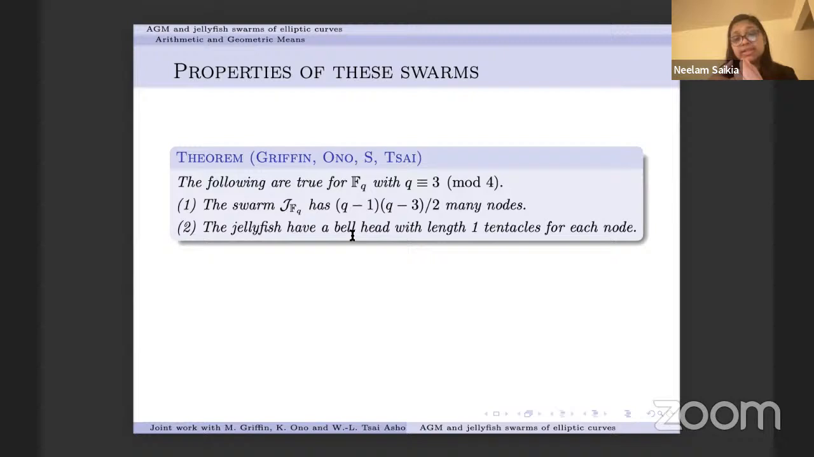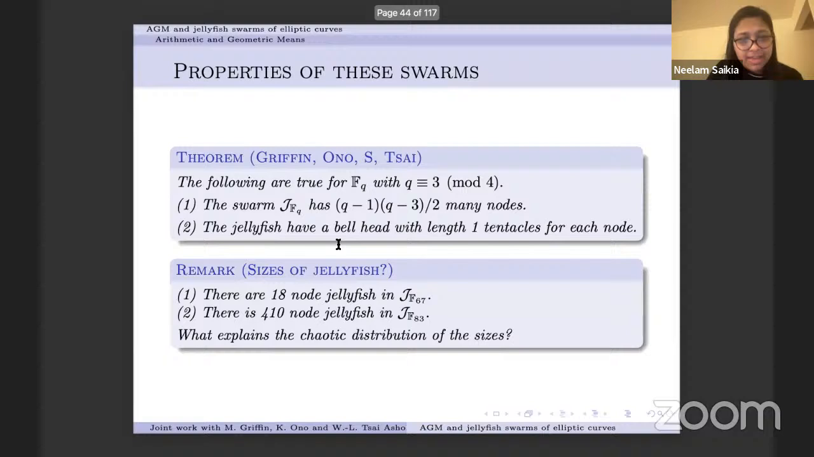But then since AB is a parent, it has its own parent, and this leads to the conclusion that if you reverse the pair BA, it won't have a parent in the jellyfish. So therefore, each node has length one tentacles, and that tentacle has no parent. So we prove that each jellyfish is a bell head, like the orbit, with length one tentacles from each node.